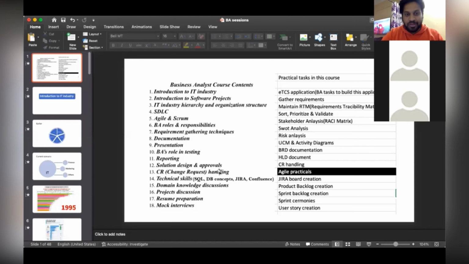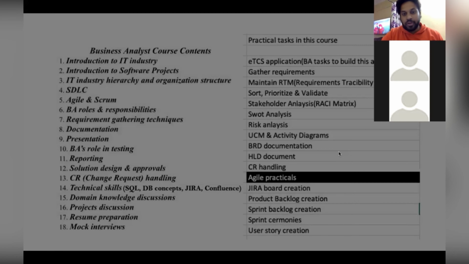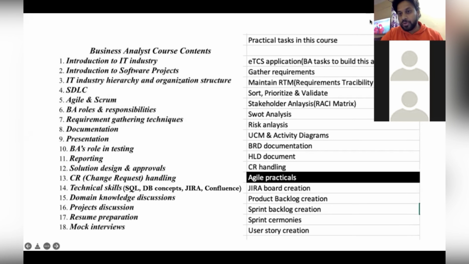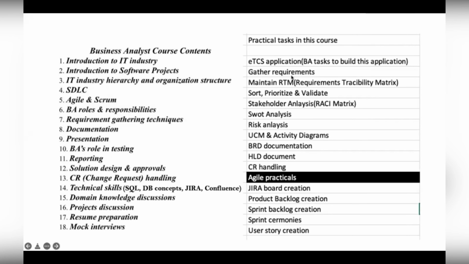First of all, welcome. I want to give you a quick walkthrough of what the course contents are, what you're going to learn in this training program. These are the course contents, and the left side ones, and the right side ones are the practical things that you're going to perform here along with me.